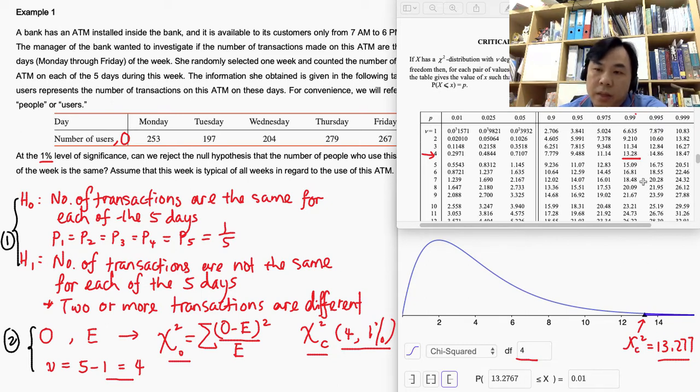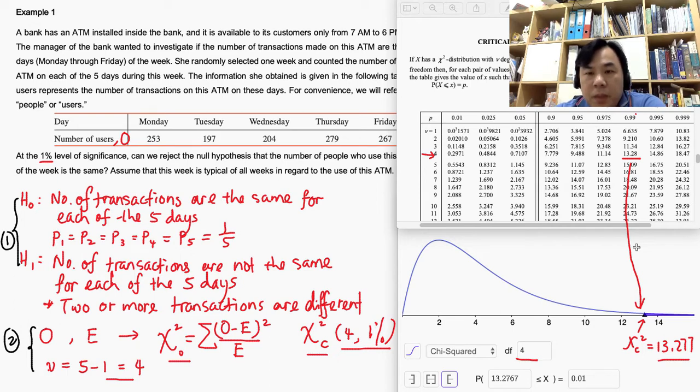You can see that is exactly the same as the computed one from the software. So both of these represent the same critical chi-square value. May you use the software or the data booklet, both of them should yield the same result. The only difference is the number of decimals or the accuracy. Other than that, they are exactly the same.